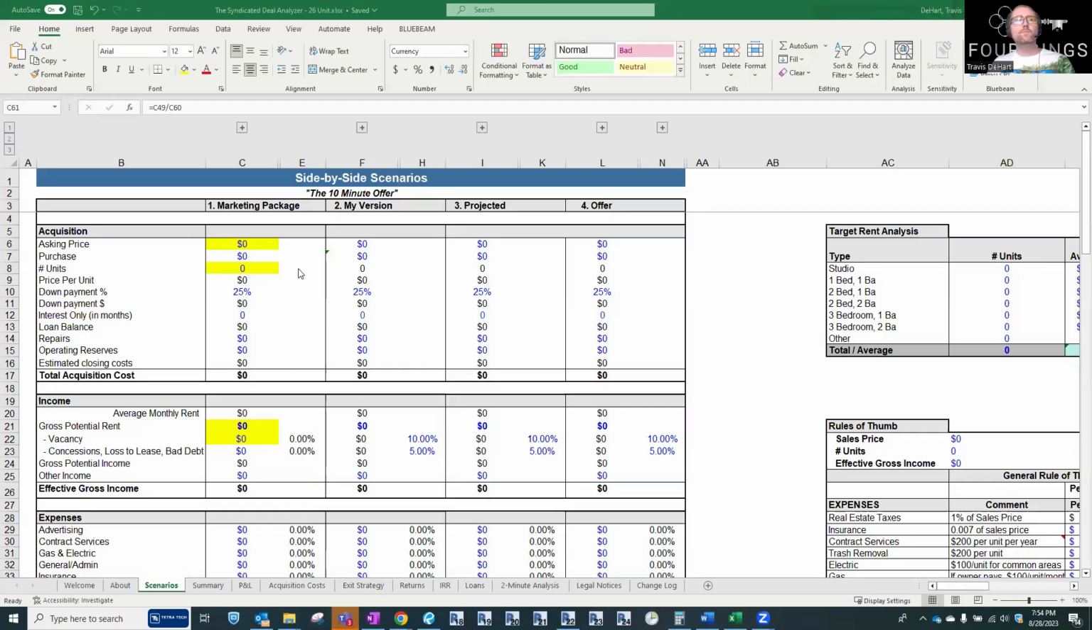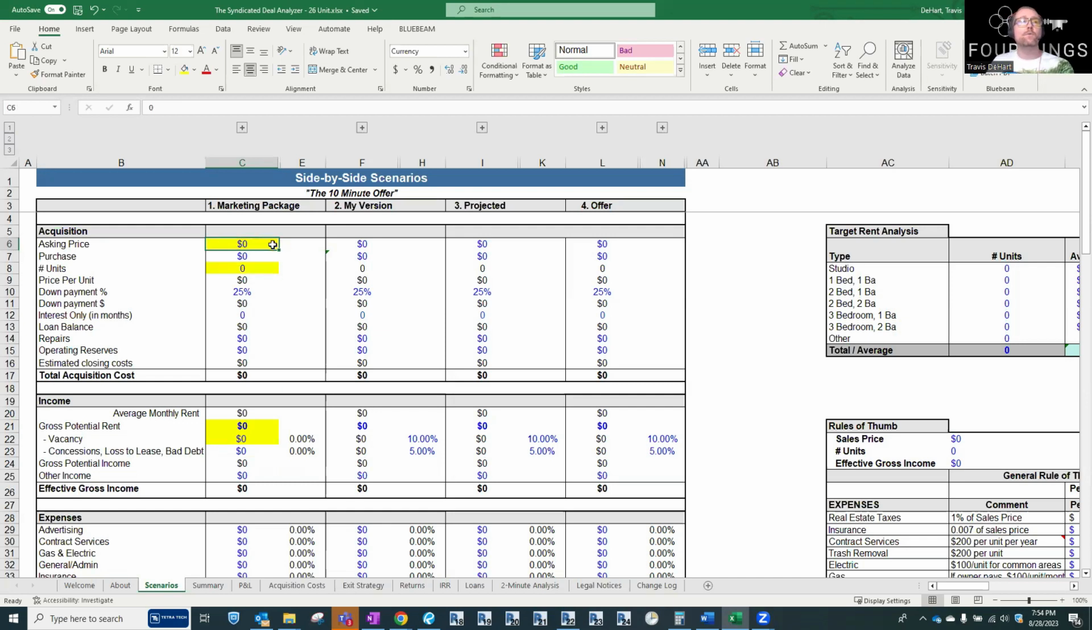Let me go ahead and share my screen. So this is the spreadsheet that we will be using for the series of the 5-Day Challenge. And I've highlighted there are 6 pieces of information that we'll want to get from the marketing package that we receive or from online, whether we're just looking at a property through a website or we're talking to a broker or someone else in relation to this property.